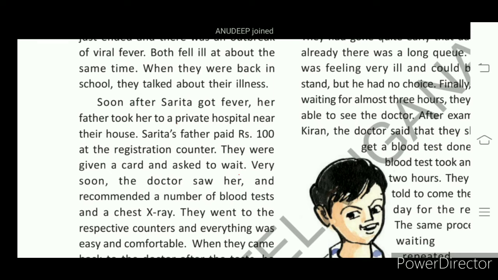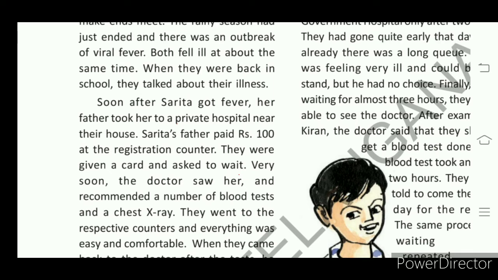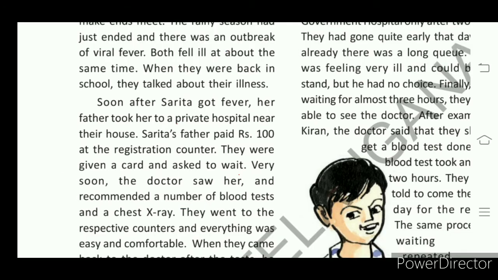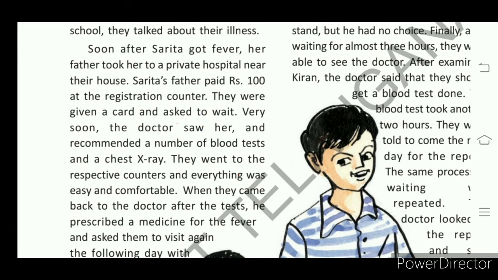Soon after Sarita got a fever, she started explaining. After suffering with a fever, Sarita's father took her to a private hospital which is near the house. Understand? There, Sarita's father paid 100 rupees at the registration counter. They were given a card and asked to wait in the hospital. You know that when we go to a private hospital, we have to take one receipt by registering our name, paying 100 rupees. That was 100 rupees here.